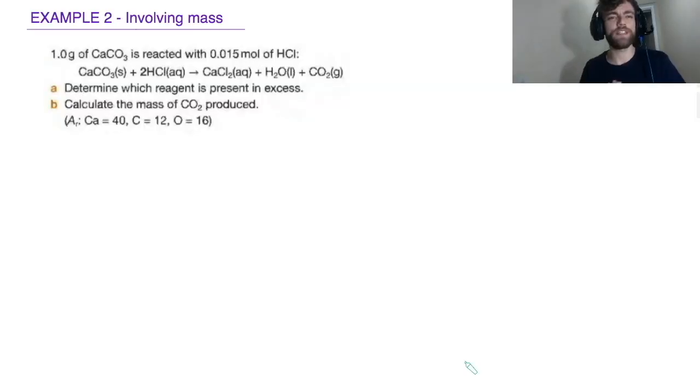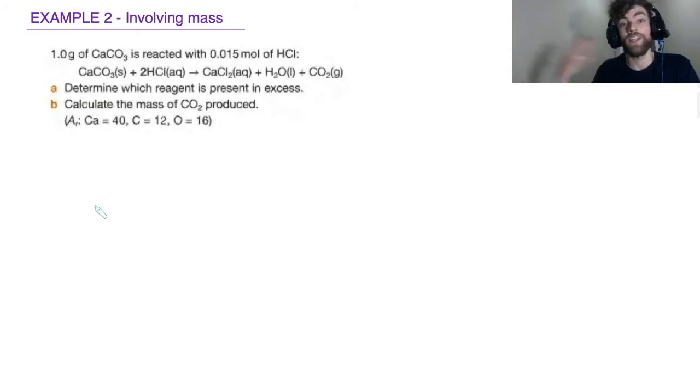Seeing as the last example didn't include anything to do with mass, I decided to include this example too. Let's do it the same as last time. Everybody pause the video, have a read through and have a go by themselves first, and then we will go through the solution. Pause the video in 3, 2, 1, now. Okay, so let's take a little look at the solution.